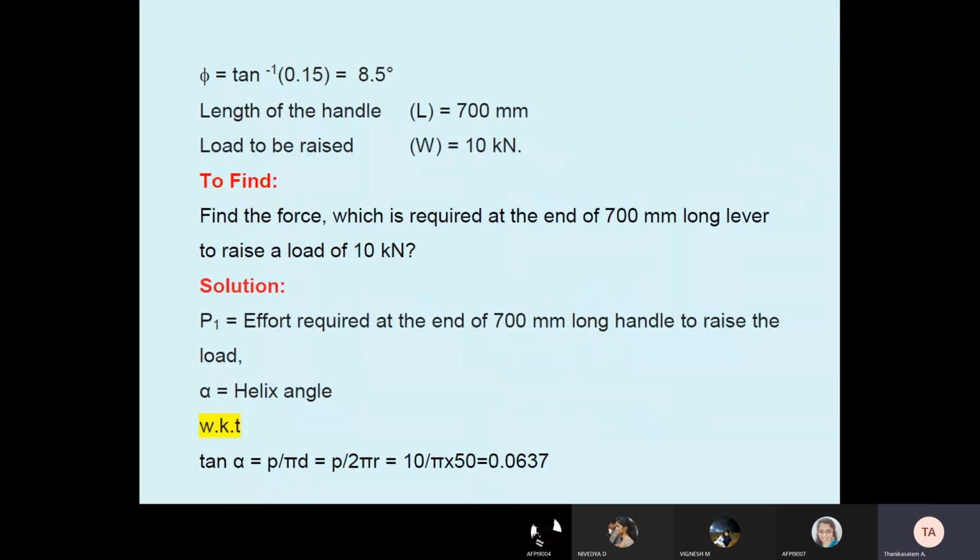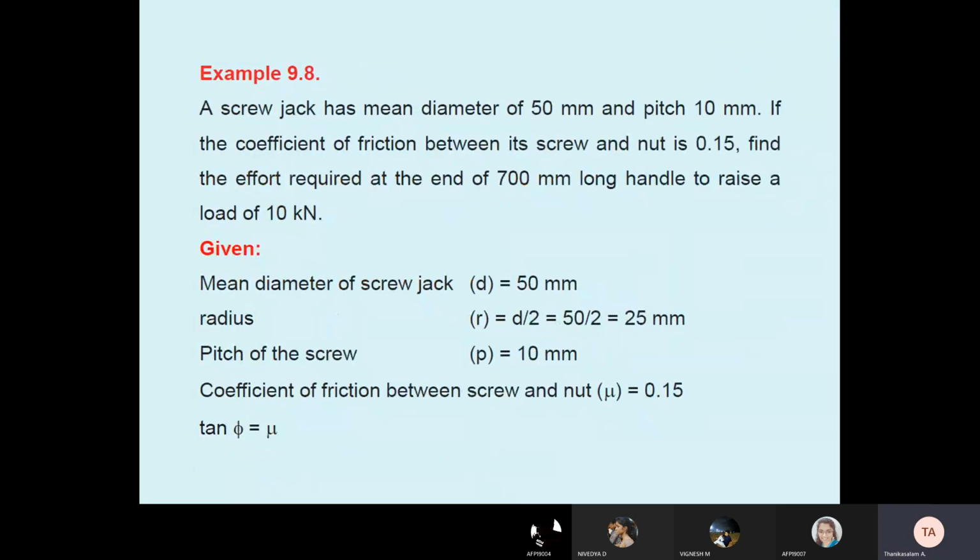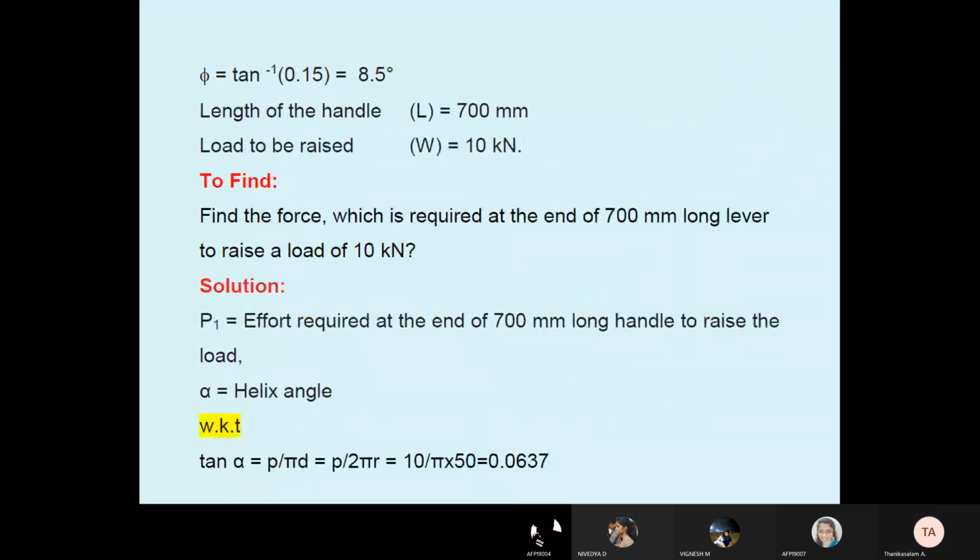Next, the length of the handle, how much? 700 mm. Load to be raised, 10 kilonewton. Now they ask to find the force required at the end of a 700 mm long lever to raise the load of 10 kN. So here the load is applied on the lever. So we have two formulas, no? The force applied at the mean radius and the force applied at the end of the lever.